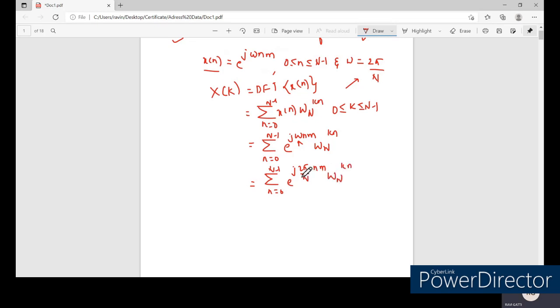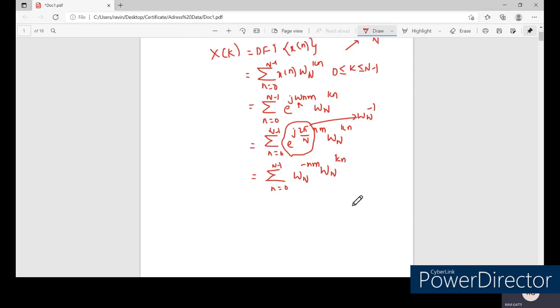Okay, so now let us try to represent this e power j term in terms of twiddle factors. We can represent this in terms of the twiddle factor W_N to the power of minus 1. So therefore this expression will become summation n is equal to 0 to N minus 1 W_N to the power of minus n m into W_N to the power of k n.